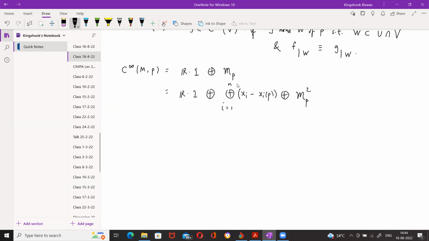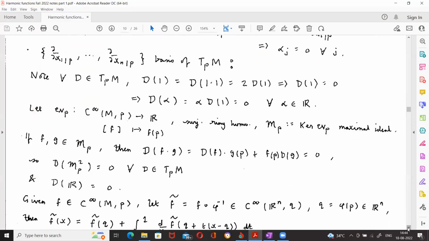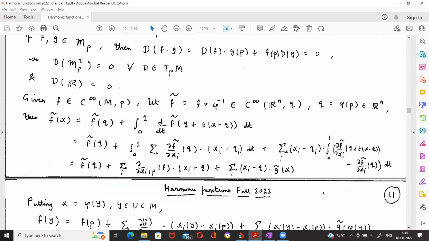So the way to do this is essentially a sort of Taylor formula. But we just have to be a bit careful about it. So let me do that now. So, okay, let's do this. Given a function f, which is a smooth function near P, let's look at f tilde, which is f composed phi inverse. Phi is my chart near P. So this is a germ of smooth function near Q, where Q is phi of P. Now, if I take x, which is a point near Q, I look at f tilde of x, right?